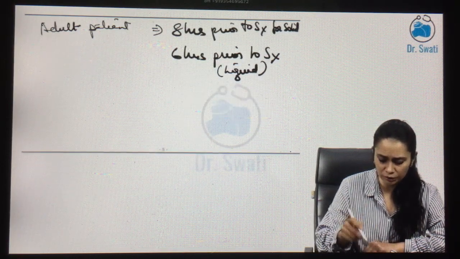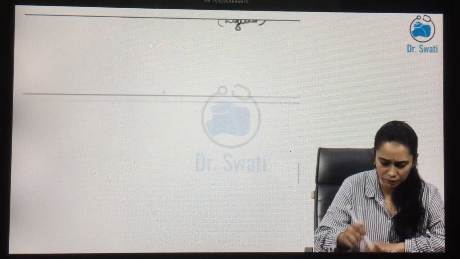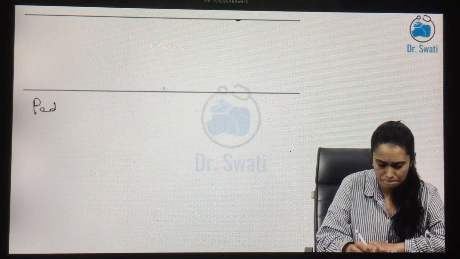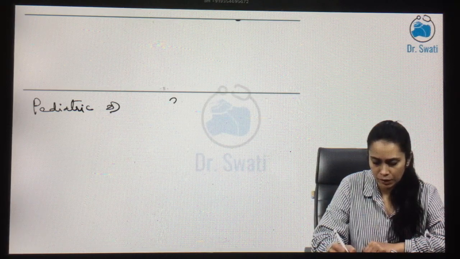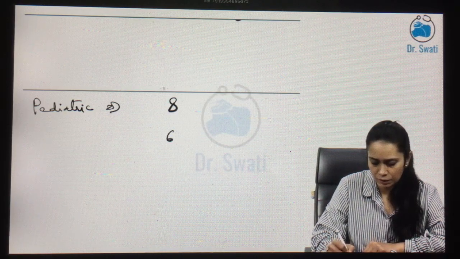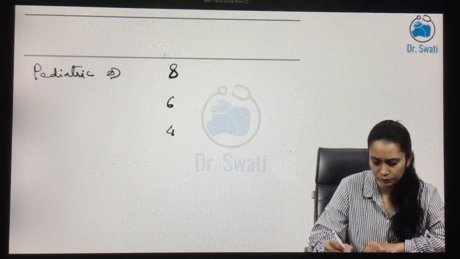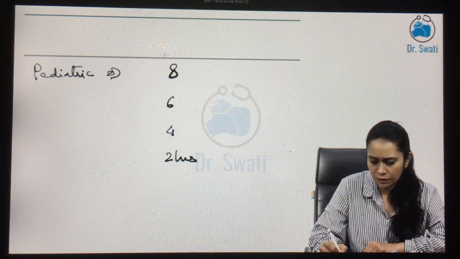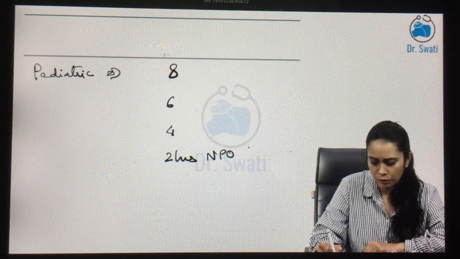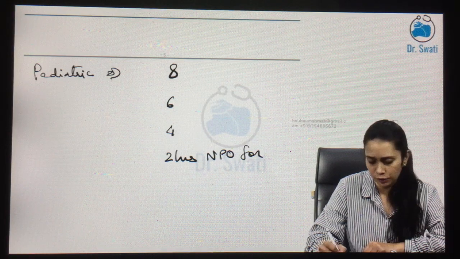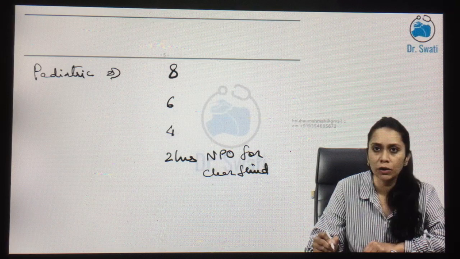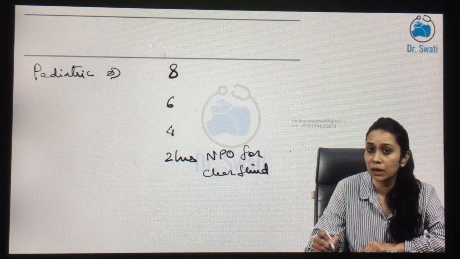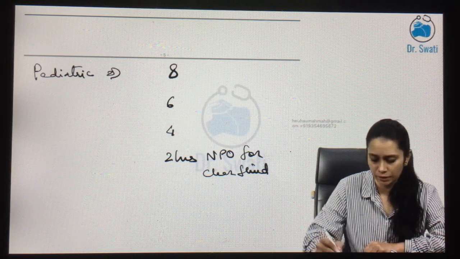If it is pediatric, then 8, 6, 4, 2. 2 hours nil per oral for clear fluid. Clear fluid like water, clear fluid like apple juice, that is fluid with no particulate.